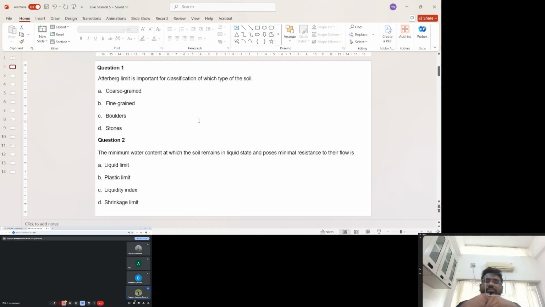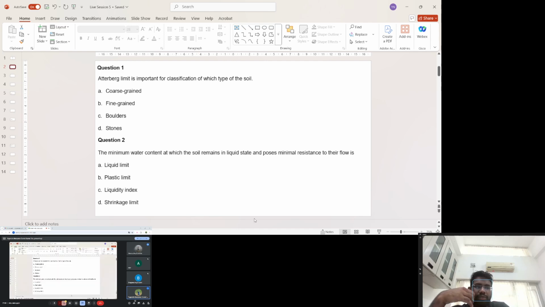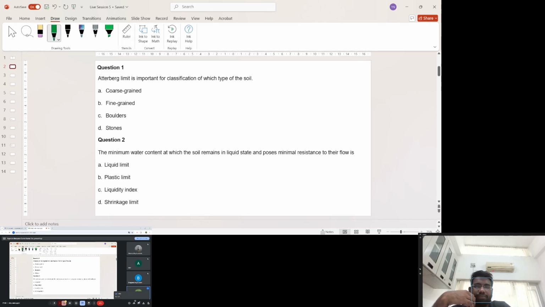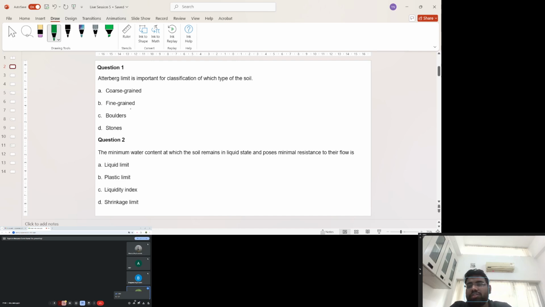Atterberg limits are important for classification of which type of soils? Option A, coarse grained; option B, fine grained; option C, boulders; option D, stones. Fine grained soil. Yeah. Atterberg's limits are invariably for fine grained soils.